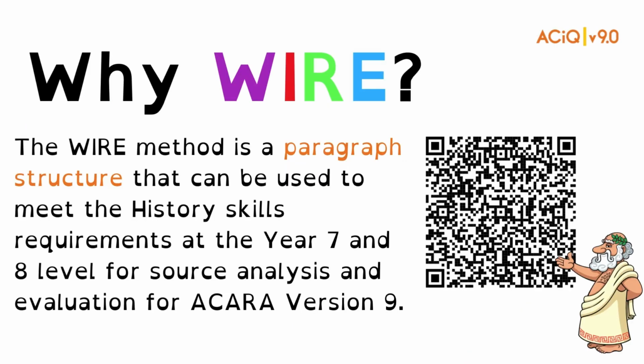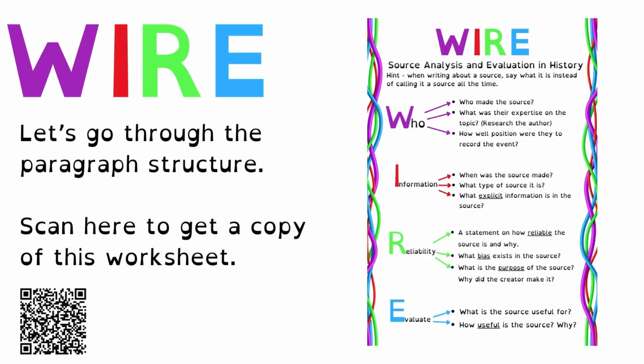So I've given away this slide a little bit, but why use the WIRE method? The WIRE method is a paragraph structure that is used to meet the history skills requirements at the year 7 and 8 levels for source analysis and evaluation for the new syllabus. If you don't believe me, you can scan the QR code here that Aristotle is guarding for us quite carefully. So if you are a year 7 or 8 teacher or a year 7 or 8 student in Australia, this is going to be particularly handy for you.